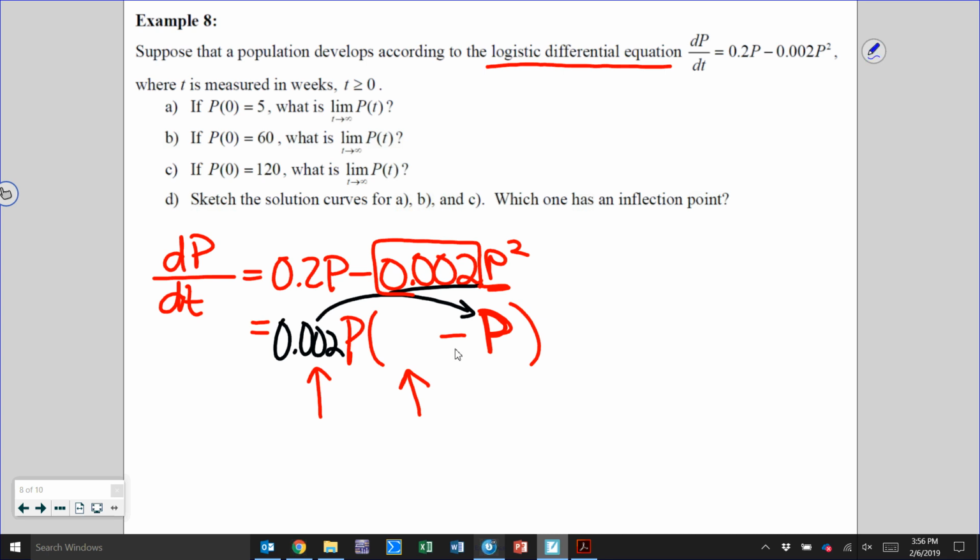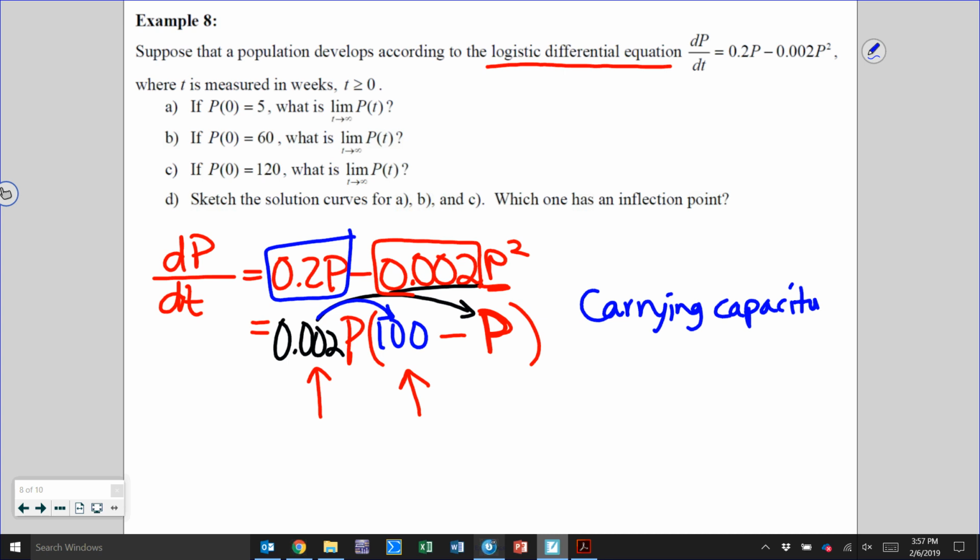Now I have to think, what do I multiply this by to end up with this 0.02p? Well, I'm going to have to move the decimal 2 to the right to get 0.2p, so this is 100. So take a moment, if you didn't follow that, and try to go through and figure that out. The reason this is very, very helpful is I have now figured out that the carrying capacity is 100 because it's L, and that's all I actually need to answer A, B, and C.